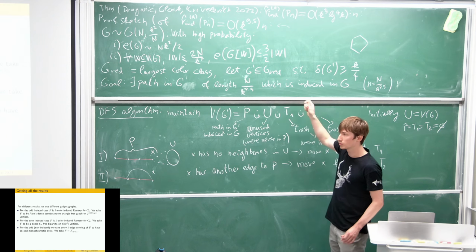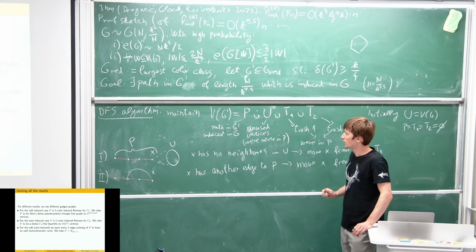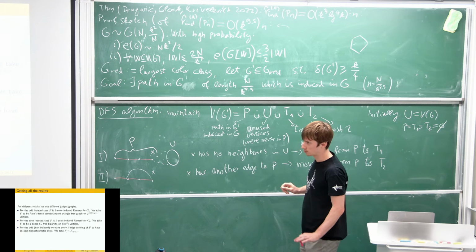Oh, so is X a vertex of P? Yes, X is the last vertex of P. So P is an induced path except maybe for the last vertex. Oh, just except the last. Okay. Yes.